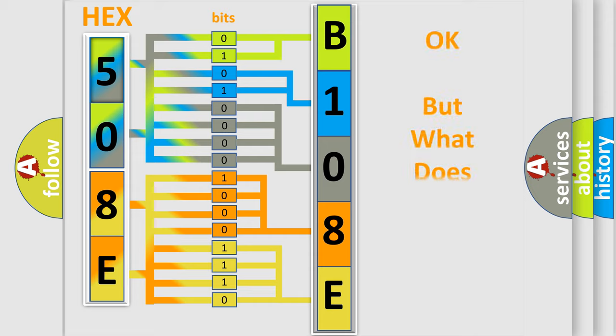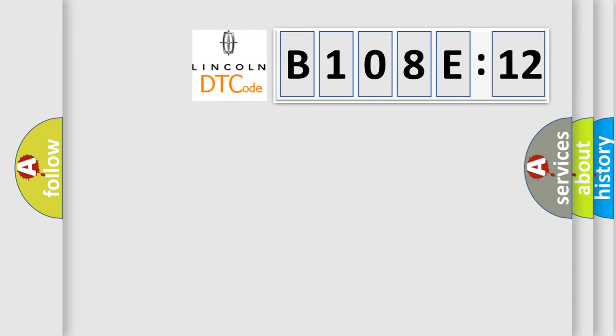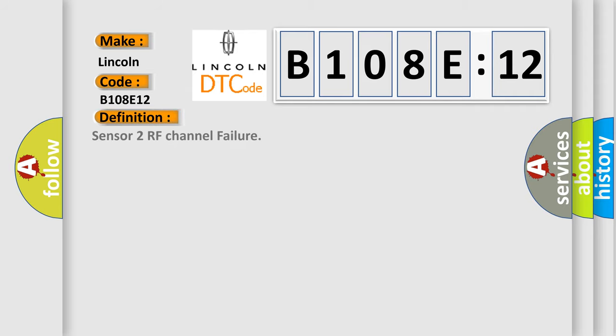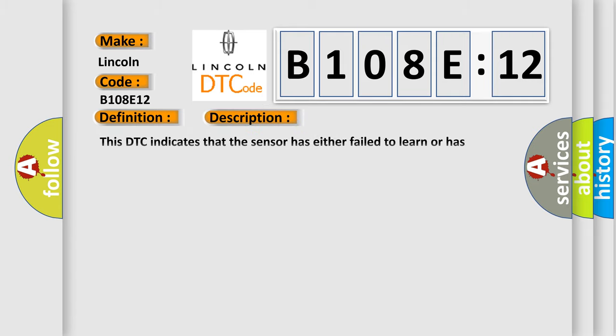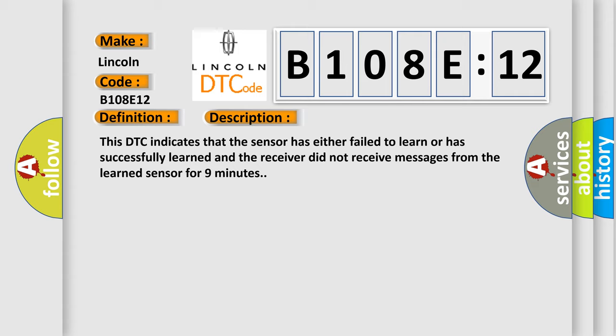The number itself does not make sense to us if we cannot assign information about what it actually expresses. So, what does the Diagnostic Trouble Code B108E-12 interpret specifically for Lincoln car manufacturers? The basic definition is sensor 2 RF channel failure. And now this is a short description of this DTC code. This DTC indicates that the sensor has either failed to learn or has successfully learned and the receiver did not receive messages from the learned sensor for 9 minutes.